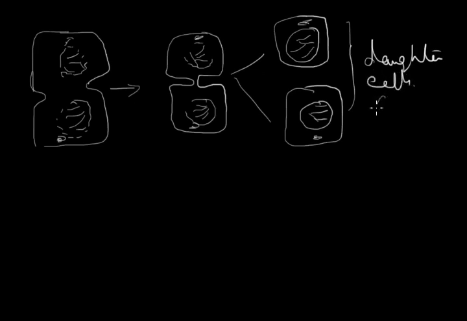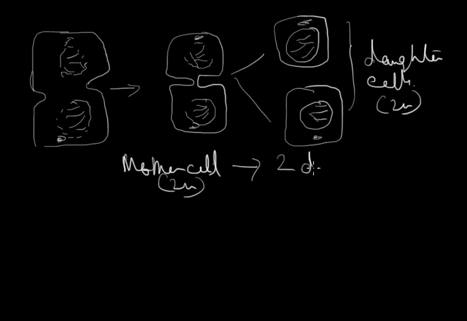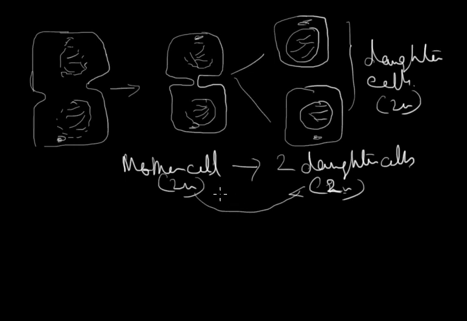These are the daughter cells, which are 2n, that is, an equal number of chromosomes to that of the mother cell. So from the mother cell or parent cell, 2n, two daughter cells are produced having 2n, a similar number of chromosomes. That is why it is known as equational division. Mitosis is also known as astral division or amphiastral mitosis.